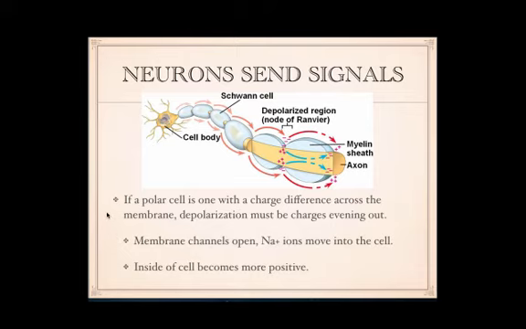The depolarization refers to the fact that the charges across the cell membrane are going to be evening out. So before we said that polarization is a separation of charge. Depolarization is when the separation of charge becomes less, when the charge inside becomes more equal to the charge outside. The way this happens is that membrane channels open up and sodium ions move into the cell. Sodium is positive, and so the inside of the cell becomes more positive.